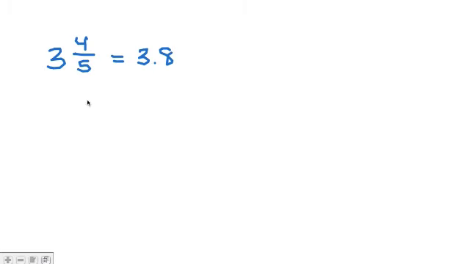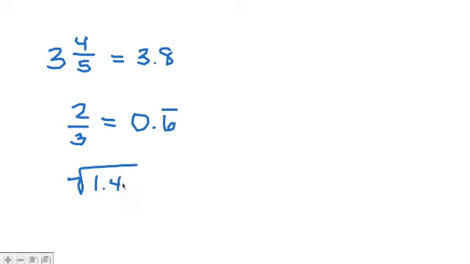It's real. How about this? We have 2/3. As a decimal, it's 0.6 repeating. That is okay. It's a true rational number. You can even have something as crazy as this. The square root of 1.44. Well, the square root of 144 is 12, so it's 1.2, which is a true rational number.